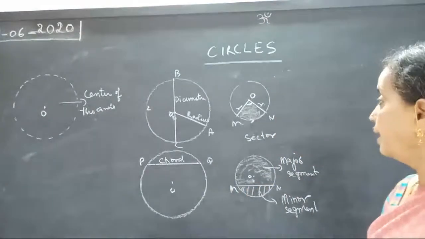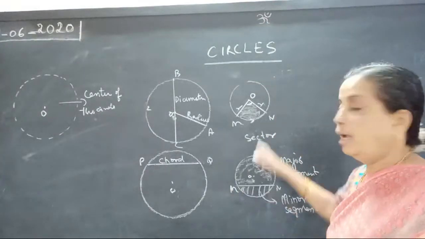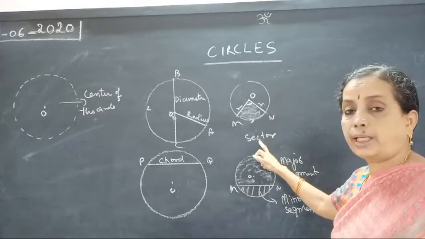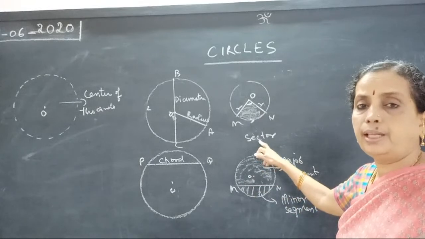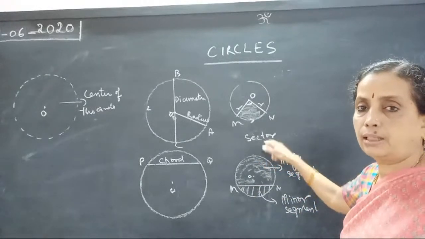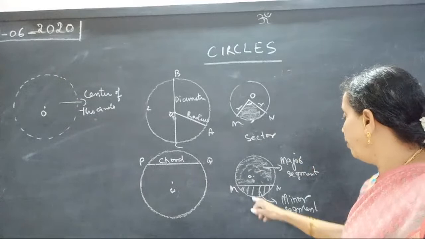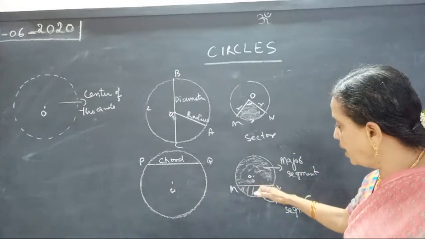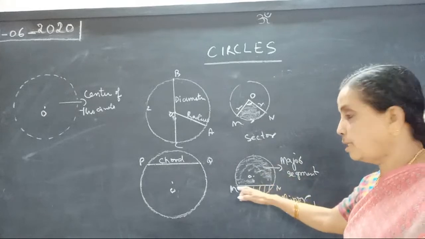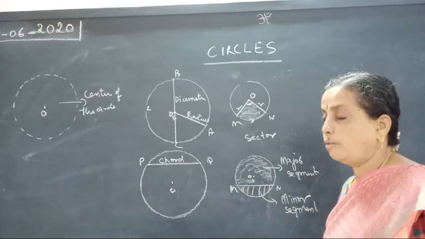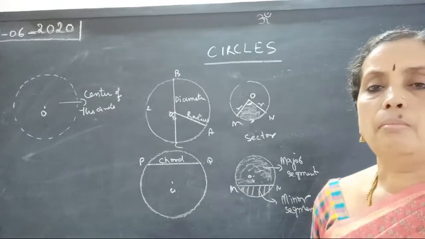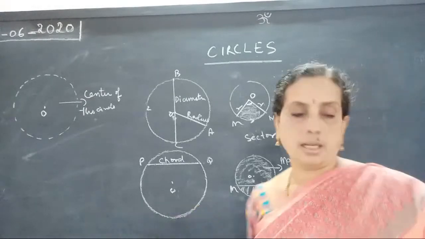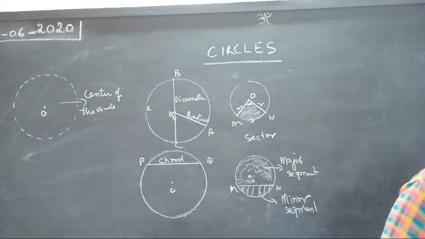Next, a region bounded by an arc with the radii of a circle is a sector. S-E-C-T-O-R, sector of a circle. Okay? Whereas the region which is separated by a chord is the major segment and minor segment. Okay? These are the basic concepts. I will continue again.